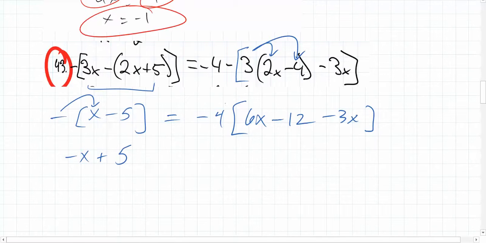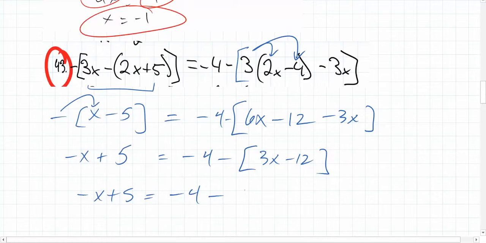So on the other side here, what's the one word for what we have to do now? Or we could distribute. What can we do before we distribute? Oh, there's a minus right there. There you go. Good participation. Excellent. -4 minus. What's in the bracket now? We wanted to see. What's 6x minus 3x? Minus 12. So you get -x plus 5 equals -4 minus 12 plus 3x.